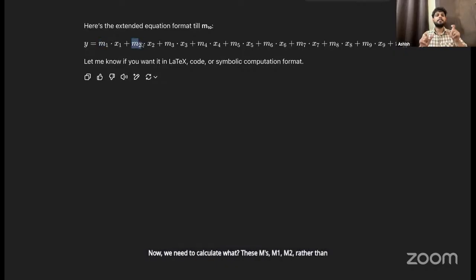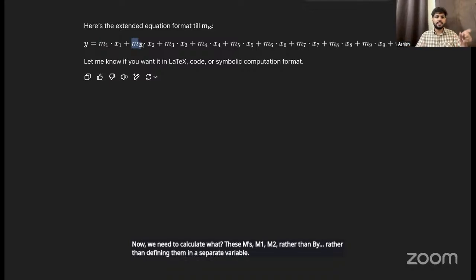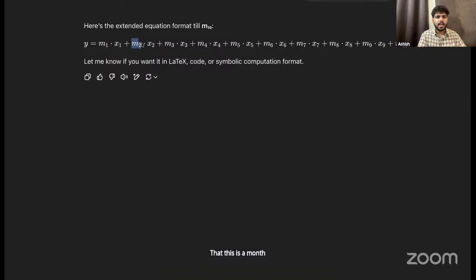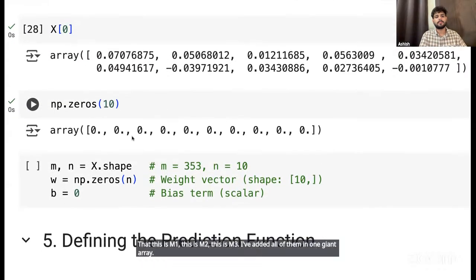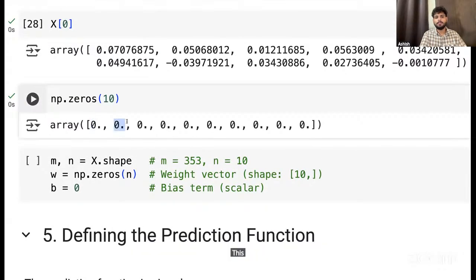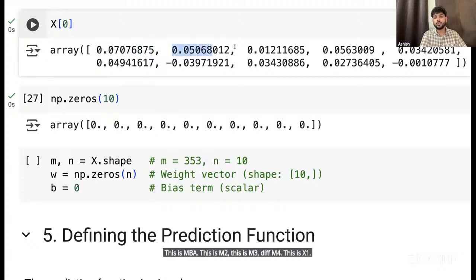rather than defining them in a separate variable, that this is M1, this is M2, this is M3, I've added all of them in one giant array. This is M1, this is M2, this is M3, M4. This is X1, this is X2, this is X3, this is X4. You might be thinking this is X, this is another X, this is a variable X, which is storing all the rows of the data.